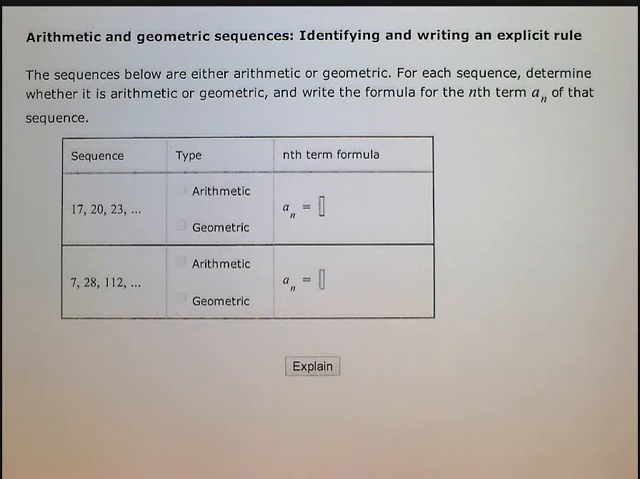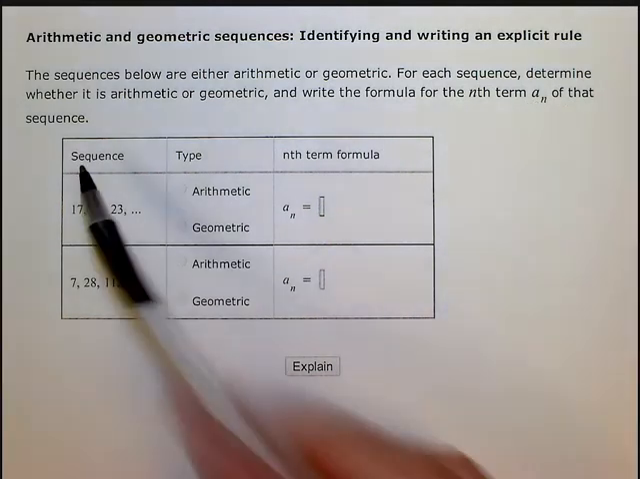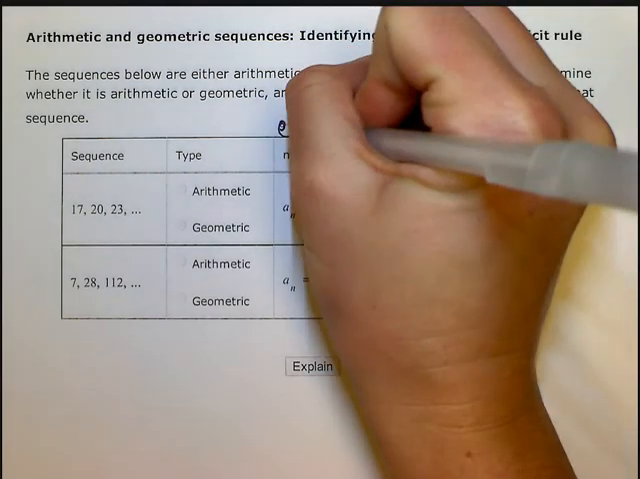Arithmetic and geometric sequences, identifying and writing an explicit rule. The sequences below are either arithmetic or geometric. For each sequence, determine whether it is arithmetic or geometric and write the formula for the nth term, a sub n, of that sequence. So all that means, writing the formula for the nth term, a sub n, of that sequence, means writing the explicit formula.